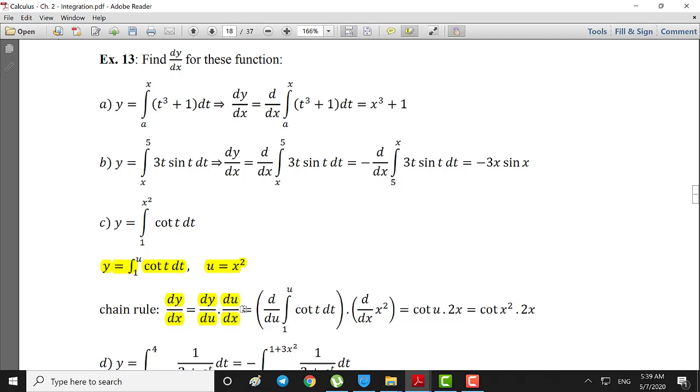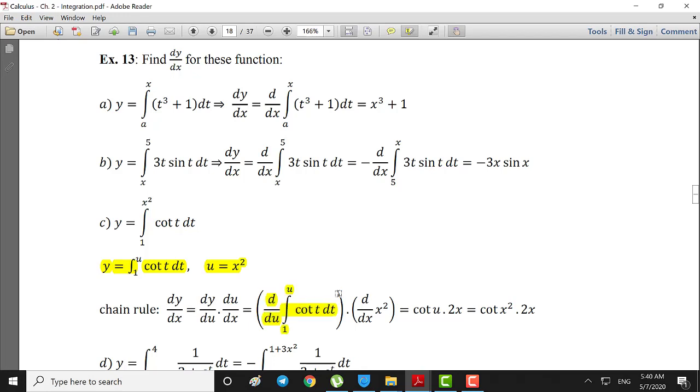Now, dy over du is equal to what? dy over du is equal to d over du of this integration from 1 to u of cotangent of t dt, right? And du over dx is equal to d over dx of x², which is equal to 2x, and that is not a problem. But this one, d over du of integration from 1 to u of cotangent of t dt is equal to what?